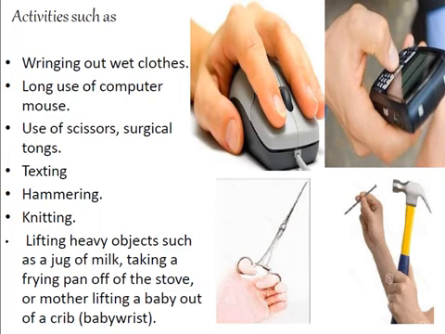Activities which need repetitive actions, like wringing out wet clothes, long use of a computer mouse, use of scissors like barbers, or surgical tongs. Doctors are also very commonly affected. Texting nowadays, you call it hand texting, causes this de Quervain's disease. Hammering, knitting, lifting heavy objects such as a jug of milk, taking a frying pan on and off the stove, or a mother lifting a baby out of a crib. So these could be the things which may affect it most commonly.